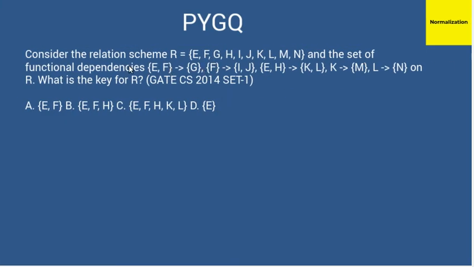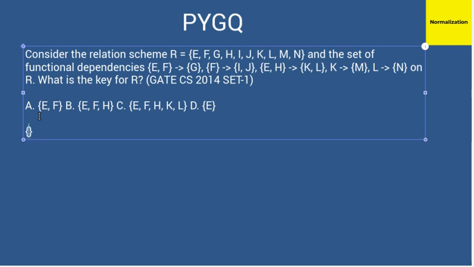You are given a schema, that is a table R with these attributes, and these are the functional dependencies, and the question is what is the key for R? So it is asking us to find the candidate key. The options are given: EF, EFH and so on. The simple way is to find the closure of EF and check whether you are deriving all the attributes or not. So let's try to solve that.